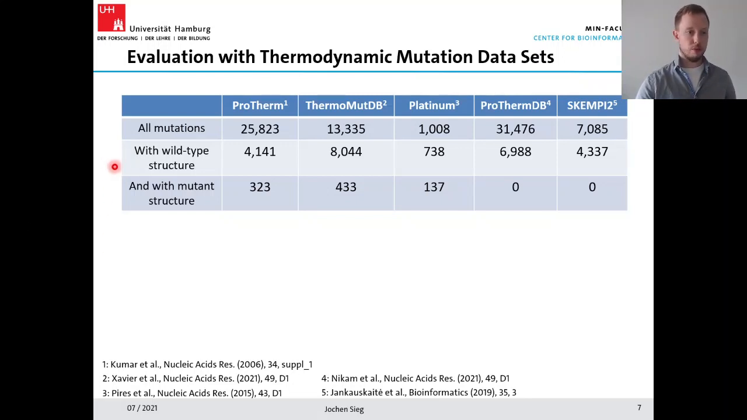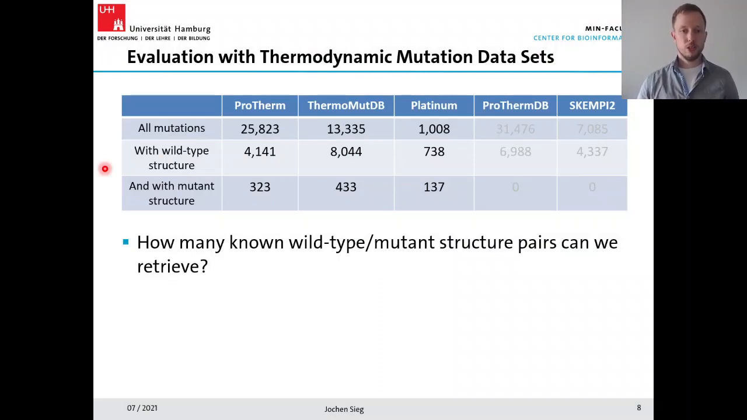So for example, for ProTherm, there are roughly 4,000 different single mutations with known wild-type protein structure. And for our first experiment, we are also only interested in mutations for which both a known wild-type and mutant structure are available. This is the third row in the table. And as you can see, only the first 3 datasets here have these annotations for their mutations. What we want to know now is how many known wild-type mutant structure pairs we can retrieve with a tool.